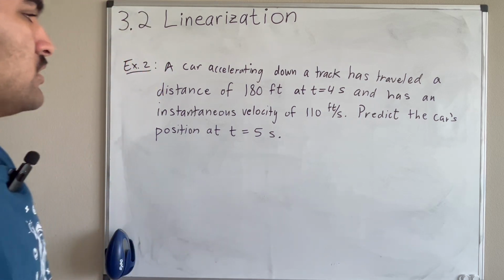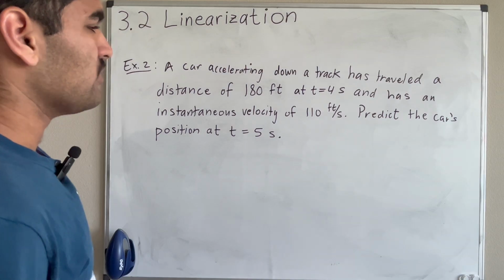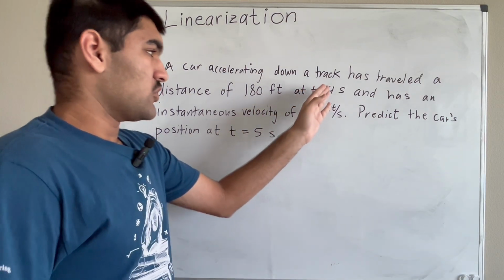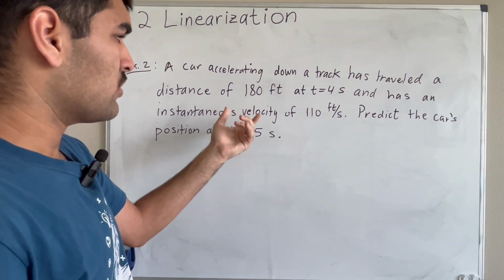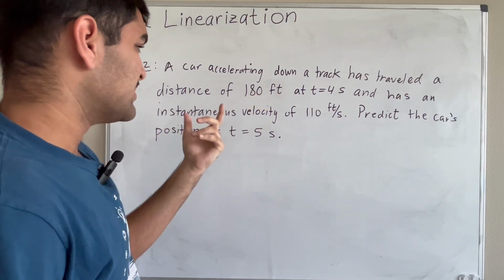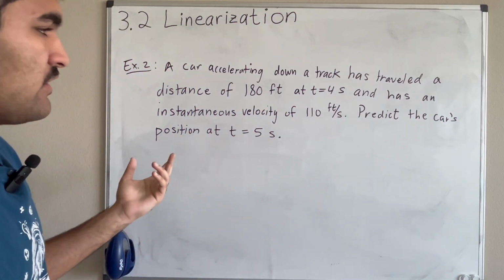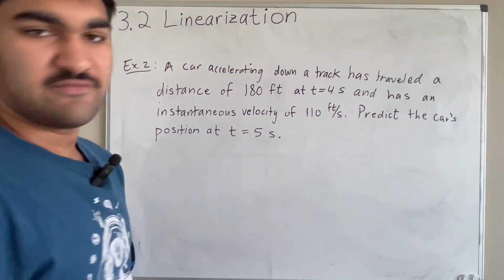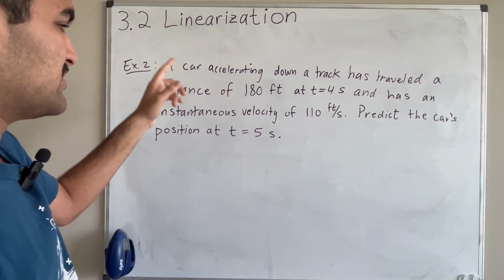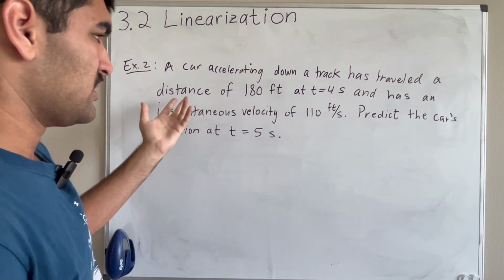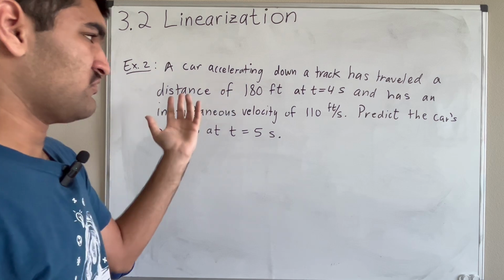Again, first let's see what the problem is asking us. At t equals 4 seconds, we know a lot of information about this function. We know that the distance traveled is 180 feet, the instantaneous velocity is 110 feet per second, etc. And now we want to predict the car's position at 5 seconds. Let's note that we aren't given the position function. We don't know what the position function is in this case, and we can't even find it because we're not given the acceleration function or anything.